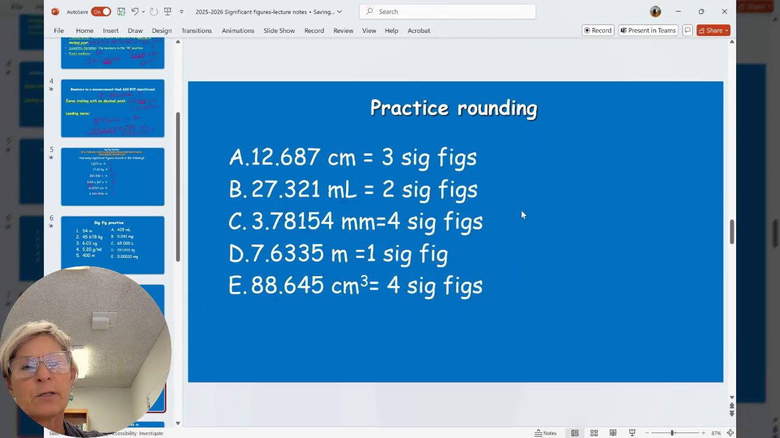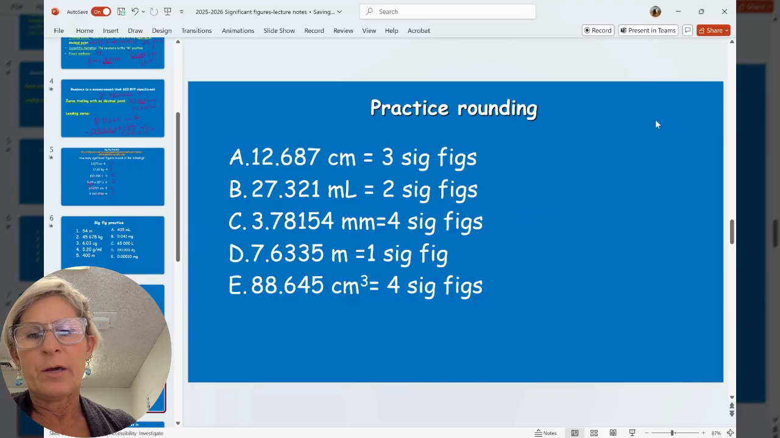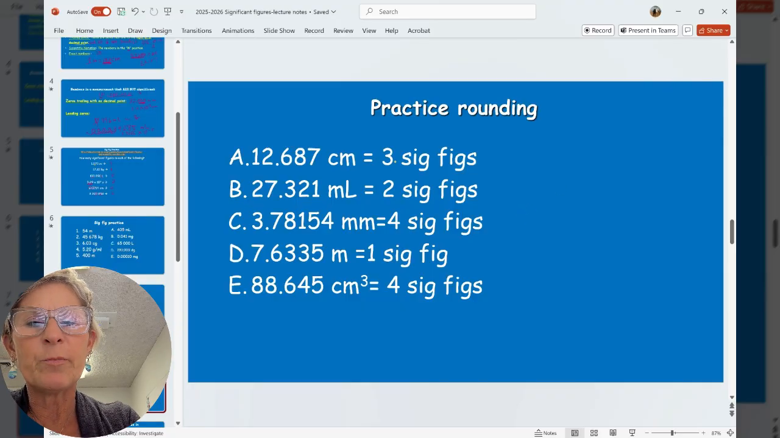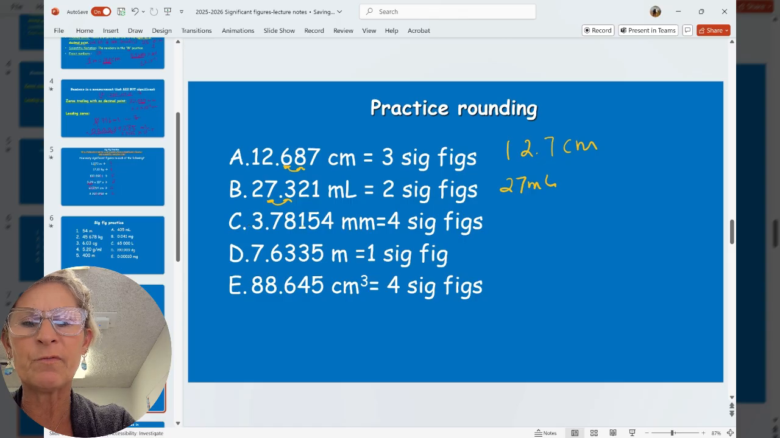Okay, so let's look at this. It says I need to round my answer to 3 sig figs. So I'm going to count over 1, 2, 3. I look to the right of it, and that number is above 5, so my 6 is going to turn into a 7, so 12.7 centimeters. My answer should be 2 sig figs, so I count over 1, 2. I look to the right of it, and it's a 3, so it's below 5, so that number stays, so 27 milliliters.